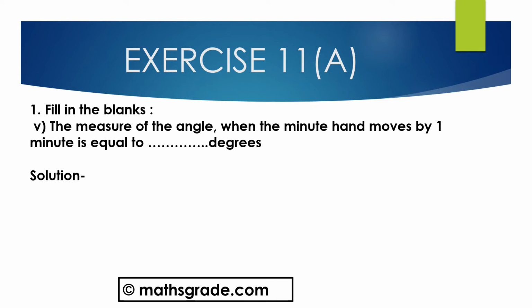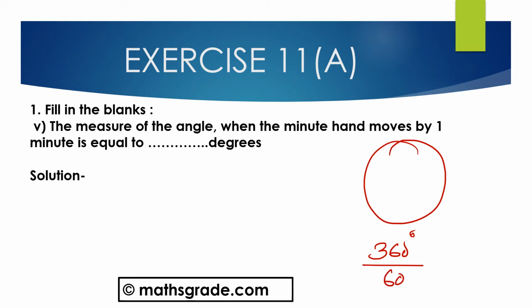Now fifth bit: the measure of the angle when the minute hand moves by 1 minute is equal to dash degree. This is the whole circle, and the whole circle is equal to 360 degree. When the minute hand moves by 1 minute, that is 360 divided by 60, which is 6 degree. So the measure of the angle when the minute hand moves by 1 minute is equal to 6 degree.